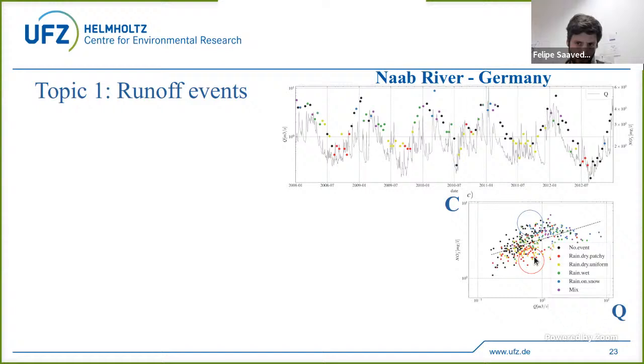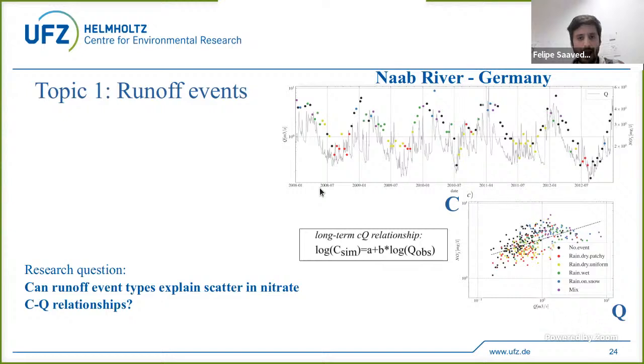So we decided to use this CQ relationship, this dotted line here, which is a linear regression with all the data, as a reference to compare why some samples are located here below and why some samples are located at the other side of the line. So let's say the deviation. We want to understand why samples deviate in some direction and why others in another. And the question is, can runoff events explain this scatter in this CQ relationship?